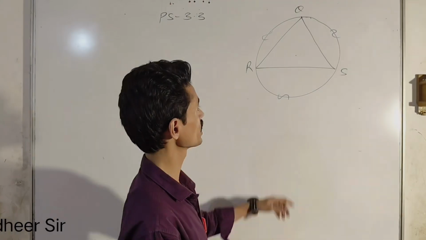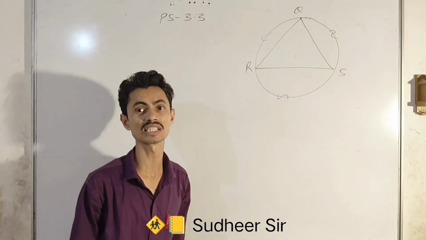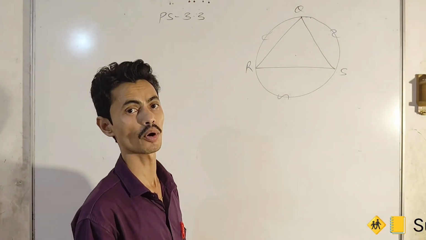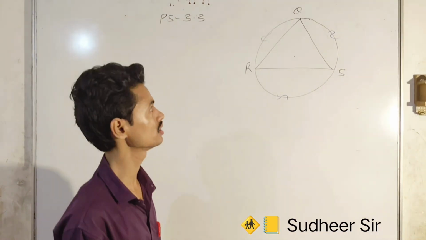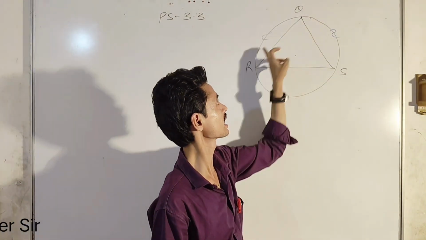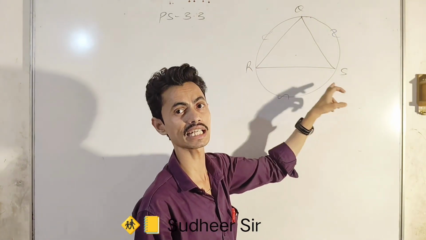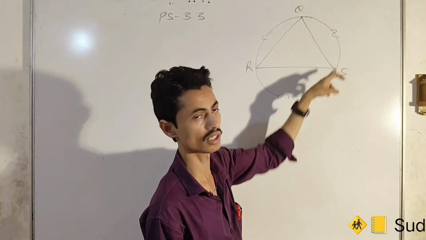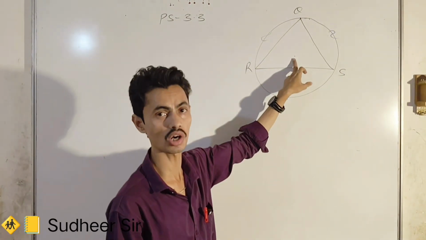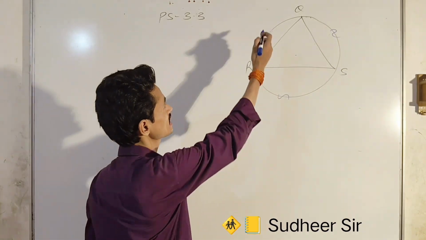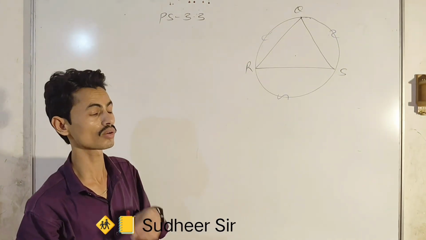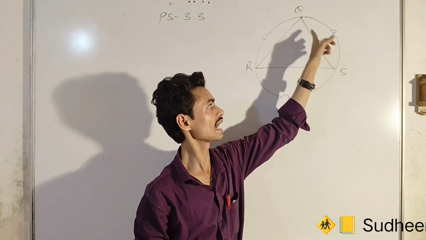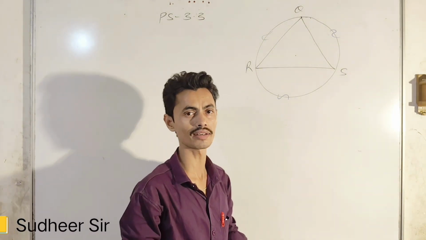Thank you. Now we are going to understand a new problem of the same practice set 3.3. What is given in the question? You can see a triangle QRS is inscribed in the circle. The center of the circle is not given, and we have to prove these three arcs are congruent. But one thing given in the question is that triangle QRS is an equilateral triangle.